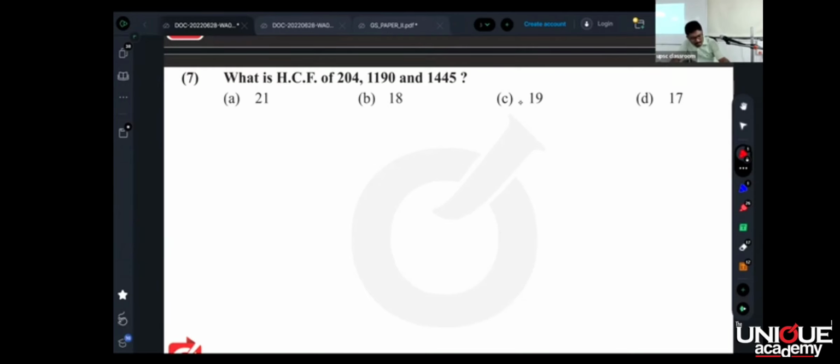So the FCF of 3 numbers we can find by that method, but for that we have to adjust that method. How is it? For the numbers of which we have to find FCF, if these are 3 numbers, then first of all, pick the largest 2 numbers of those 3. Which are those? 1190 and 1445. Find FCF of these 2 largest numbers first by this method. We'll get some FCF, no?